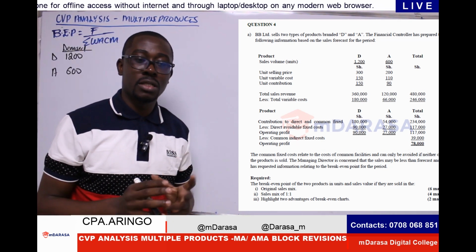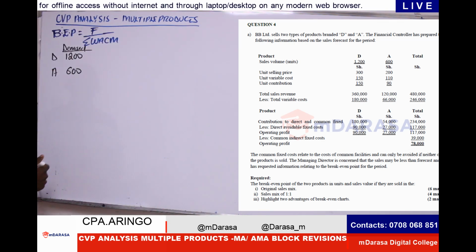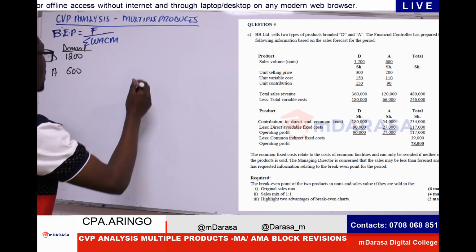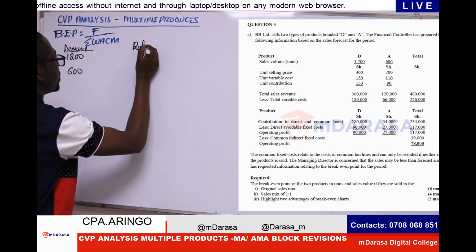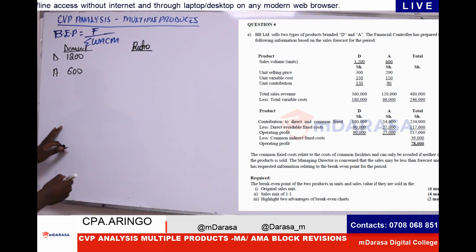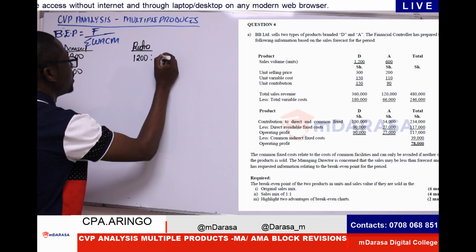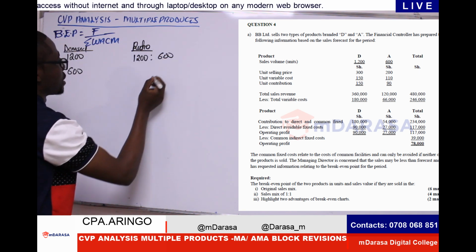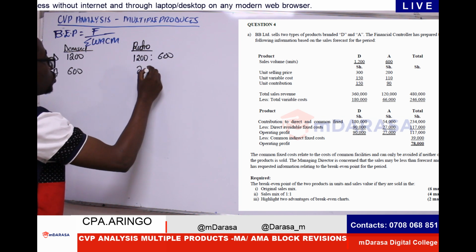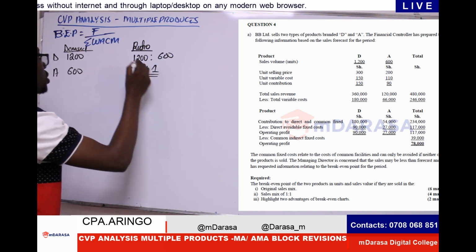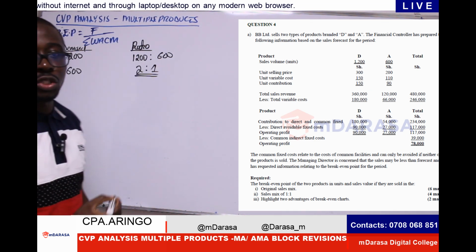So this demand level will help us to determine the mix, where up to this point we can agree, assuming we talk of the ratio without considering our weights, our ratio here is 1200 is to 600, meaning that if we break it further, we can all agree that we're looking at a ratio of 2 is to 1. These are the original mix as per the question.